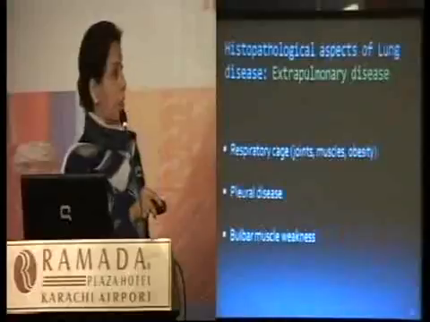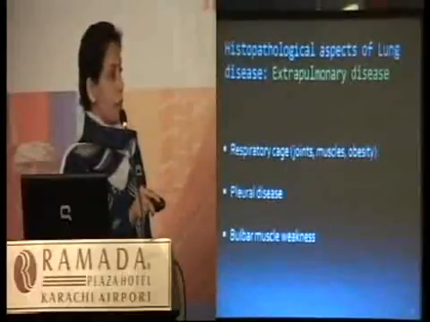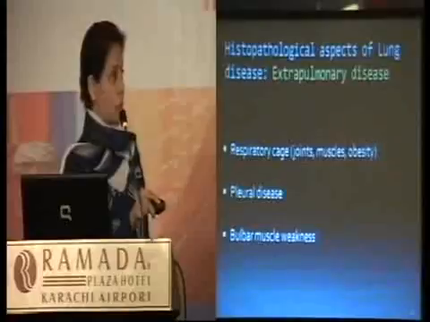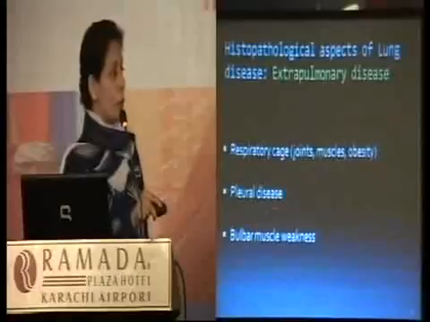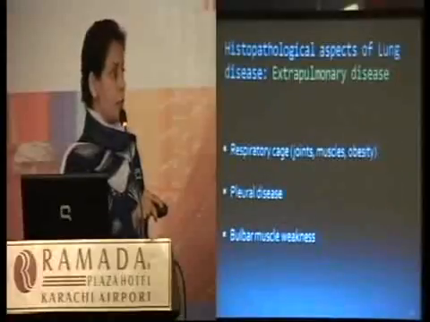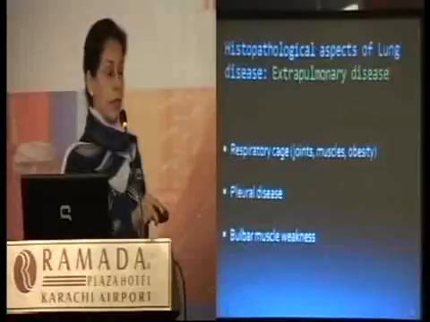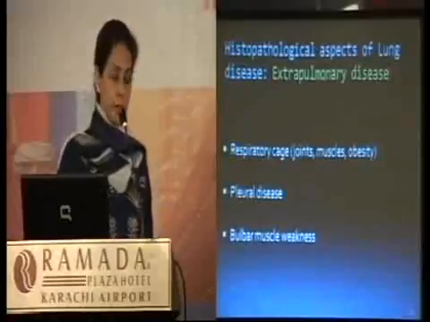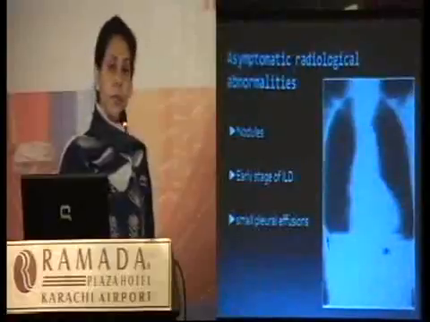Extrapulmonary disease: arthritis of the respiratory cage joints, weakness of the respiratory muscles, obesity due to decreased mobility, and decreased corticosteroids will all lead to dyspnea. Pleural disease such as rheumatoid and lupus, or bulbar muscle weakness such as in dermatomyositis and polymyositis can lead to aspiration pneumonias. So these are the various pathological ways that this develops. But how do they present clinically?